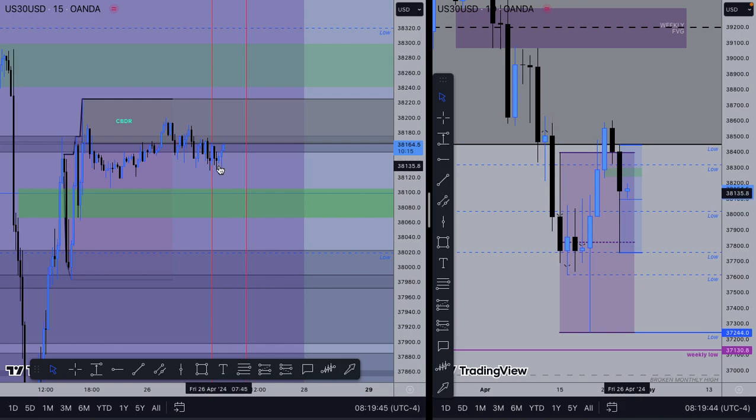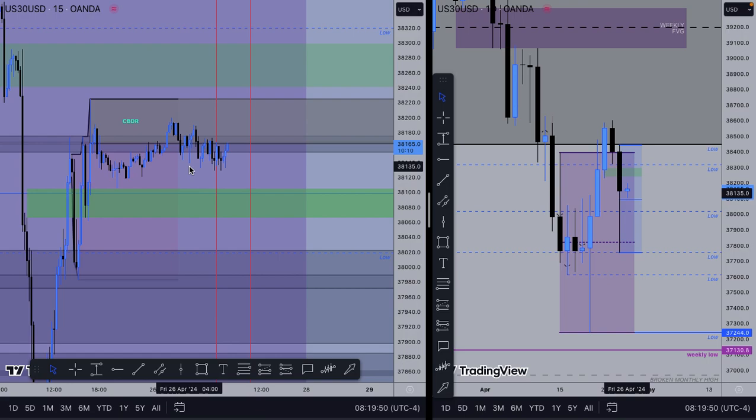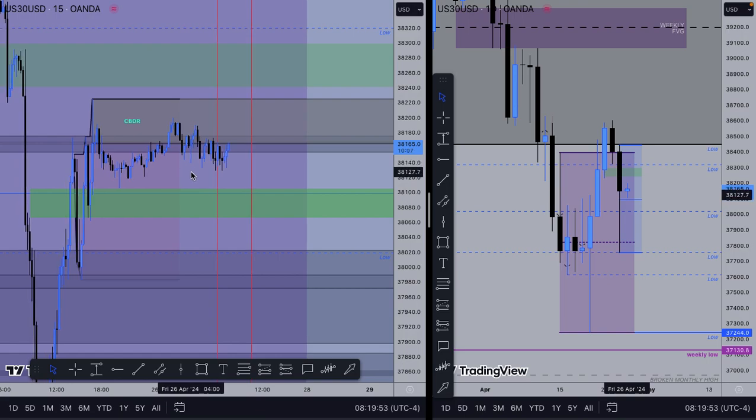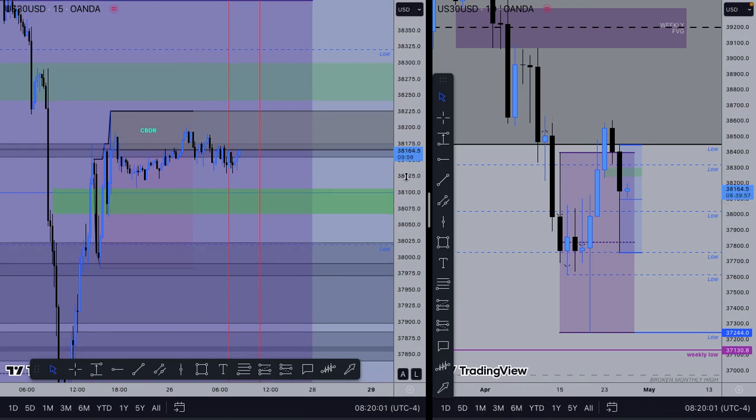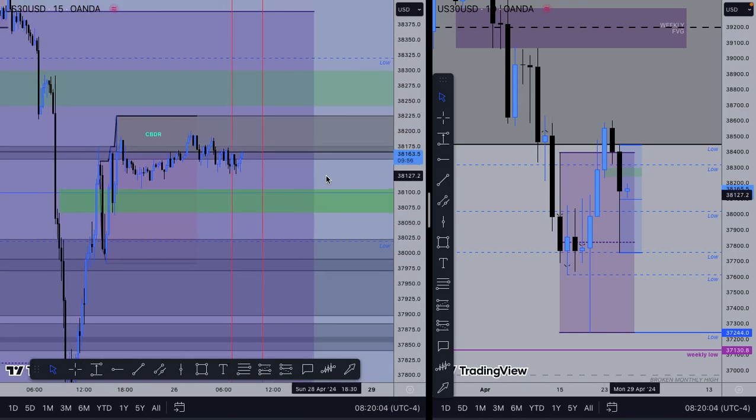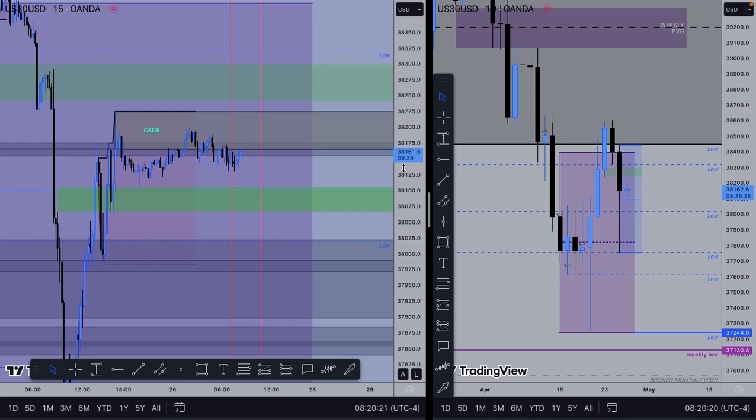Okay, price. We got about 10 more minutes. So after this candle here, the next candle, we should see some good movement in whichever direction.